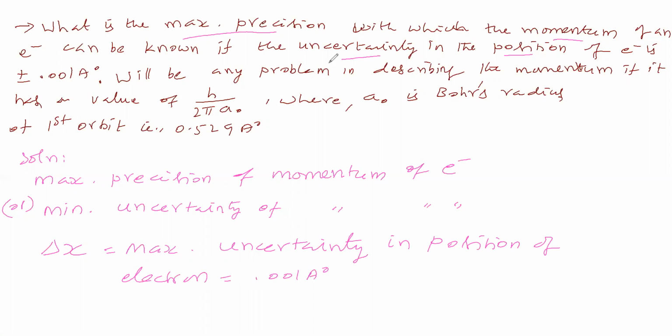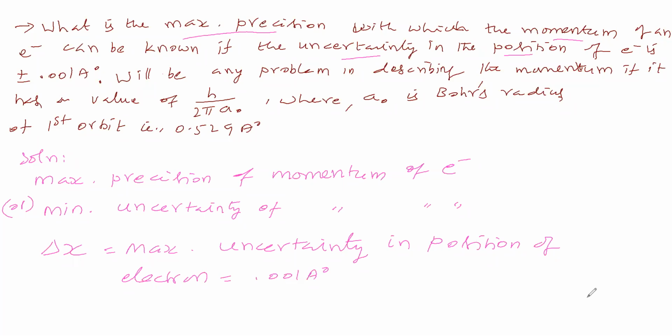Because uncertainty in position is plus or minus 0.001 angstrom. Therefore, maximum uncertainty can be 0.001 angstrom. More than that, it is not possible. Less than this uncertainty is possible. More than this uncertainty is not possible as per the given value. Now, we will find the minimum uncertainty in momentum.